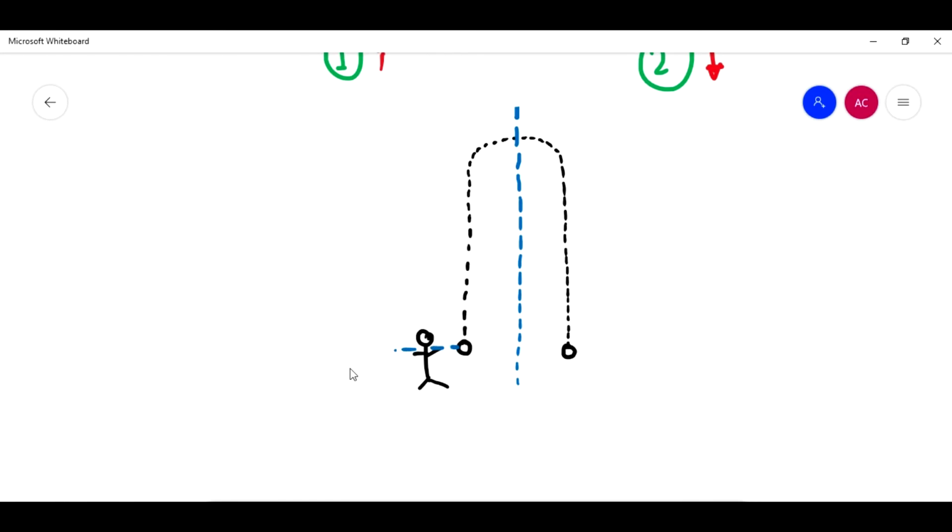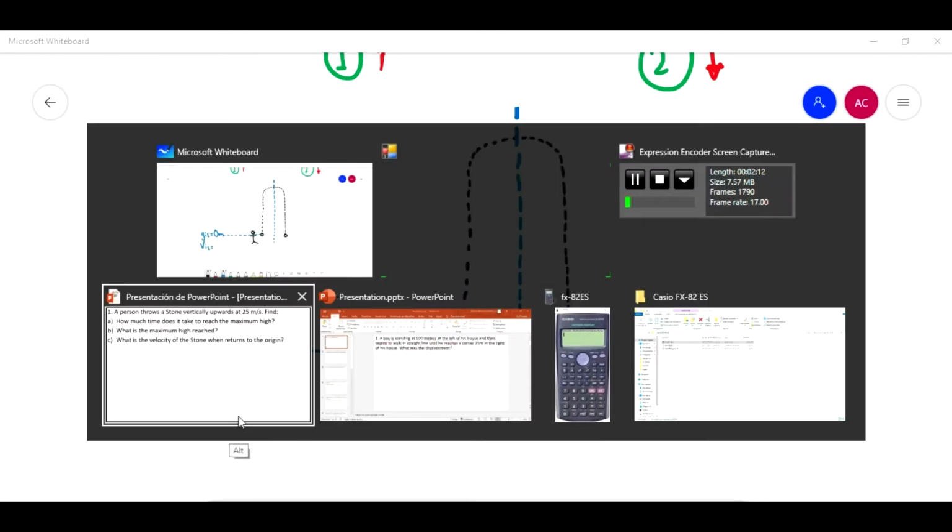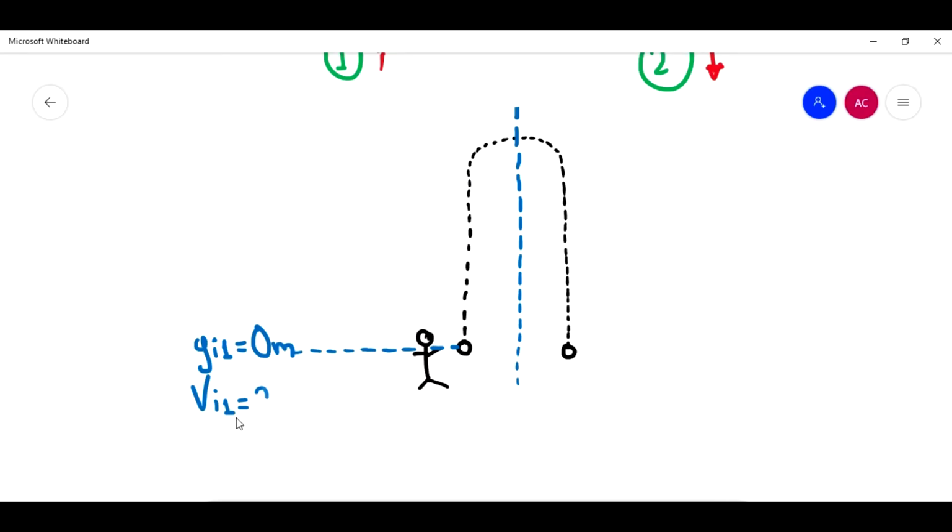So this is the beginning of the motion. To me, this will be the initial position of segment number 1, and I told you that it was going to be 0 meters most of the times. The initial velocity of segment number 1, in this case they give us that information, is 25 meters per second. And remember that we have the acceleration, the value of gravity, that is minus 9.8 meters per second squared. That means that the object will be decreasing the velocity by 9.8 meters per second each second.